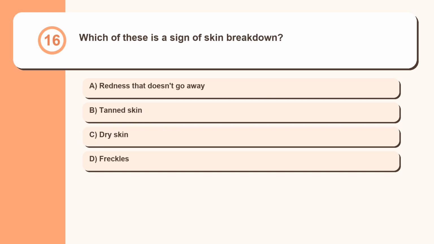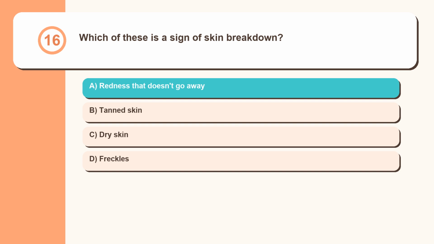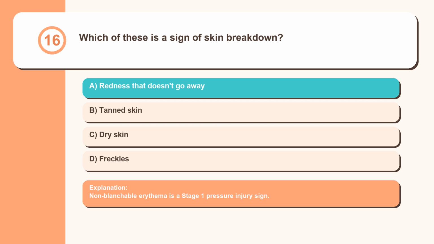Question 16. Which of these is a sign of skin breakdown? Redness that doesn't go away. Tan skin. Dry skin. Freckles. Non-blanchable erythema is a stage 1 pressure injury sign.